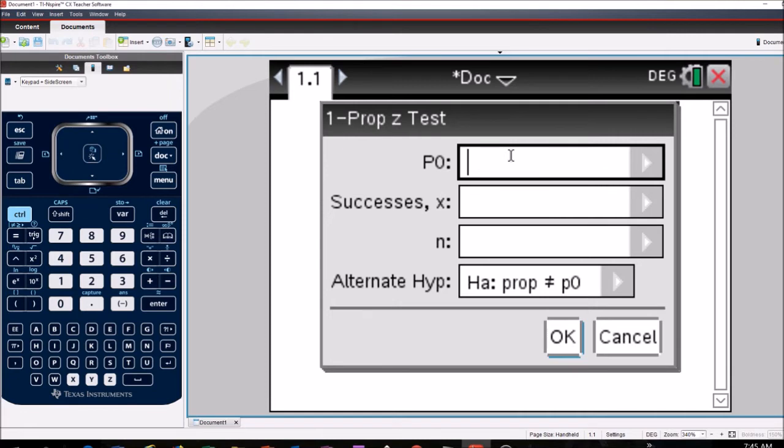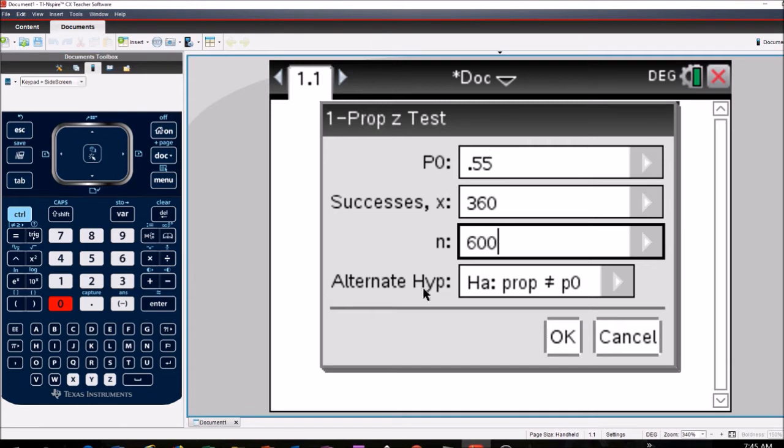And so we get in here, they're going to ask us for some information. P0, that is the null proportion. That's the thing we're testing against, so that's 0.55. Our successes, I'm looking back at the question, we saw that 360 of the people use Netflix out of the sample size of 600.